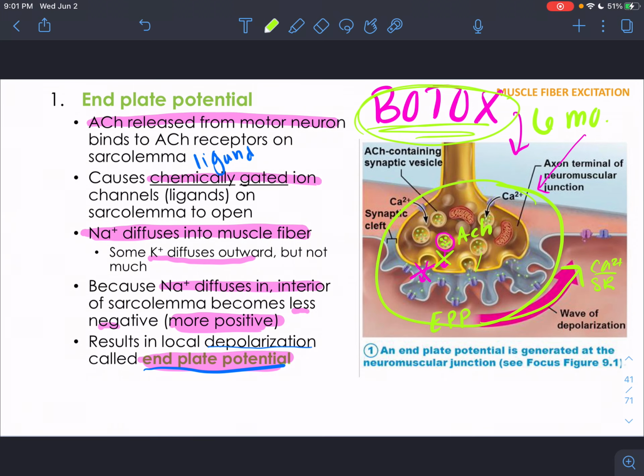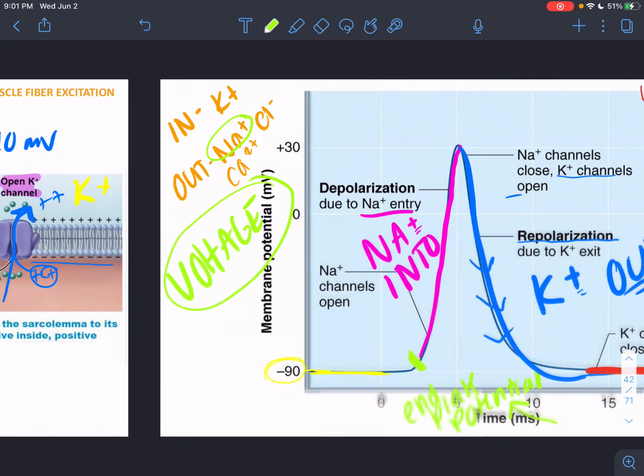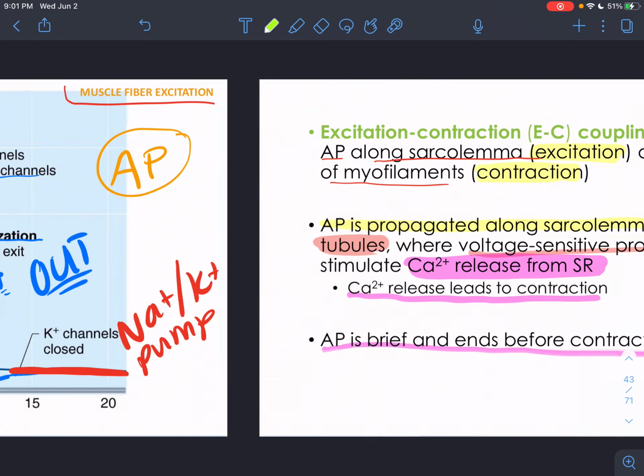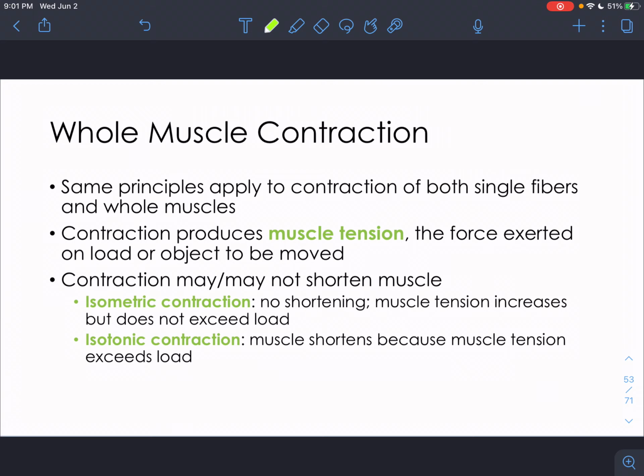Okay. There's still about 20 slides left in this, so I'm going to stop right here and then continue the rest of this chapter talking about whole muscle contraction and muscle twitches in a part 3, just to break this up a little bit. Okay, so there will be a part 3.